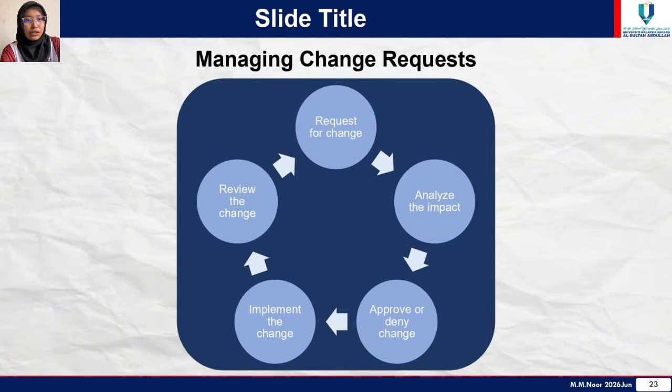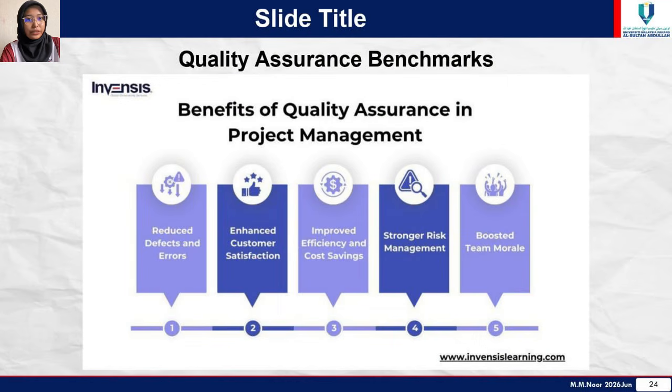Basically, in execution, we need to know how to manage the change request. From time to time, there must be a request or a change that needs to be done to create a better product or better project. A quality assurance benchmark is also important because we can know and identify the benefits of quality in project management, such as it may reduce defects and errors, or it may strengthen the risk management.